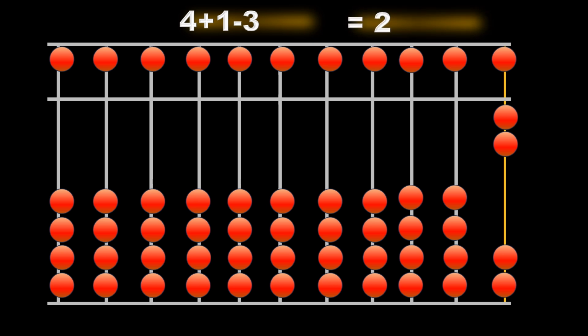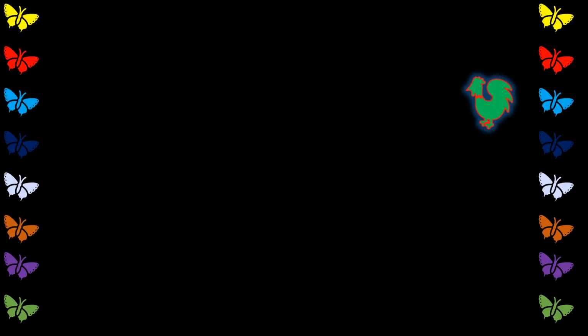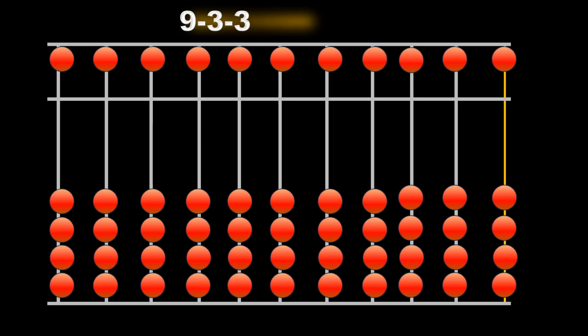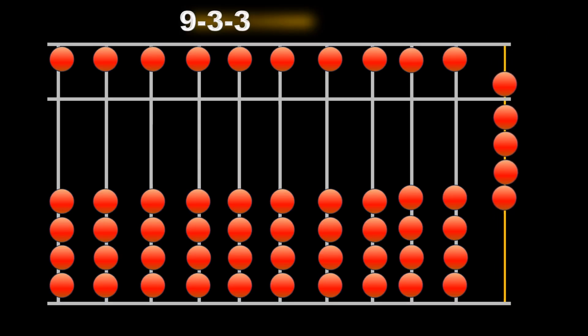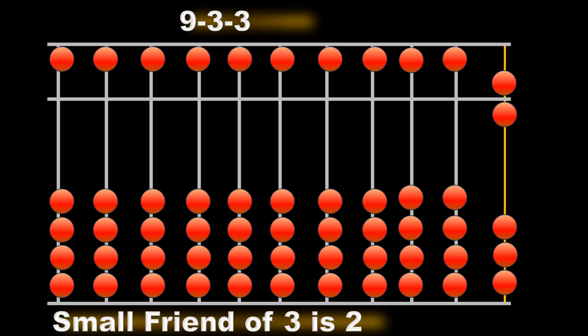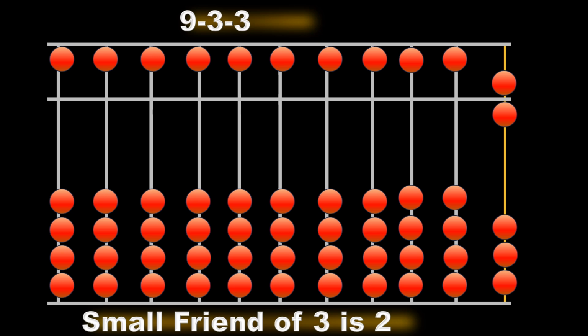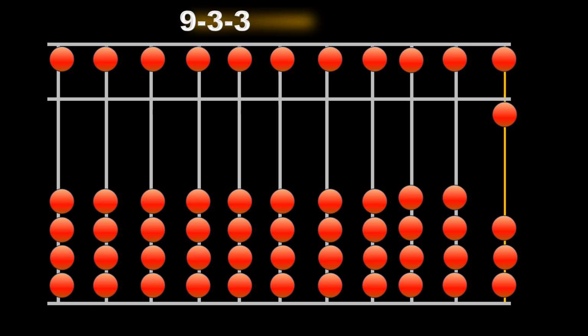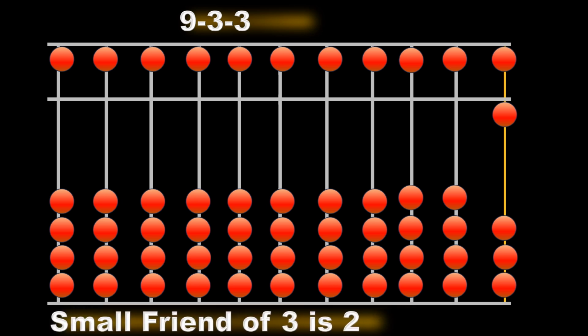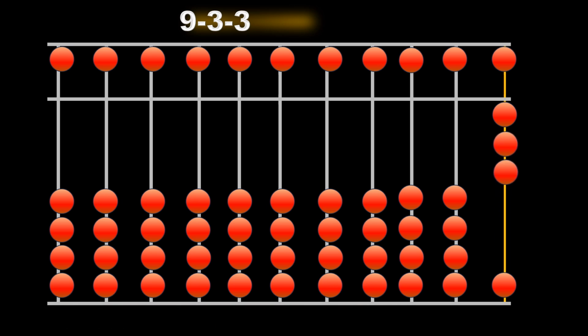Now see the next question. It is 9 minus 3 minus 3, which is add 9 in one's rod and subtract 3 lower beads. Now the third digit is subtract 3. What is small friend of 3? It is 2. So subtract 5, add 2 lower beads. So if we add 2 lower beads, the answer becomes 3.